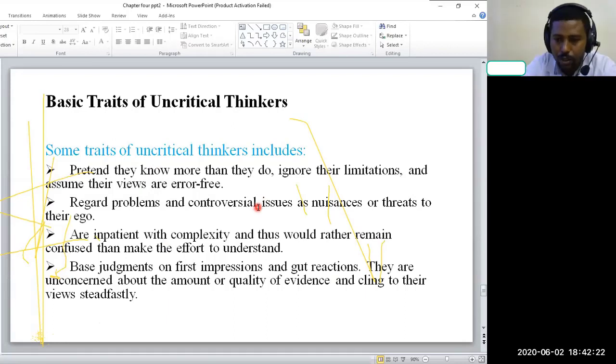They regard problems and controversial issues as a threat to their ego, not as an opportunity, and are impatient with complexity, so they would rather remain confused than make the effort to find answers. They don't want to invest in that complexity, and because they become impatient, they base judgment on first impressions. Critical thinkers base their judgment on evidence, but uncritical thinkers base it on impatient gut reactions. They are unconcerned about the amount or quality of evidence and cling to their views steadfastly.